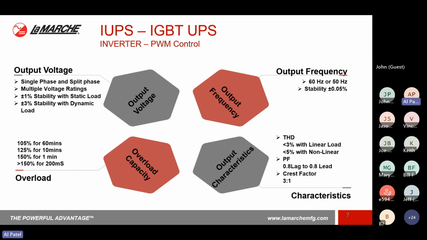The output characteristics for powering the load: THD less than 3% with a linear load and less than 5% with a non-linear load. The power factor is about 0.5, 0.8 lagging and 0.8 leading. The crest factor is 3 to 1.